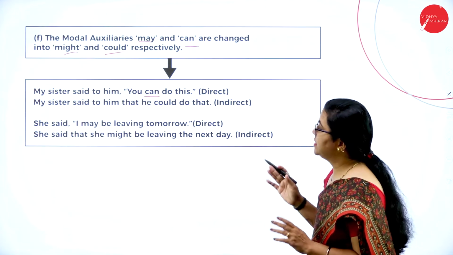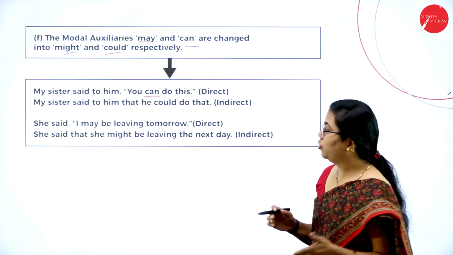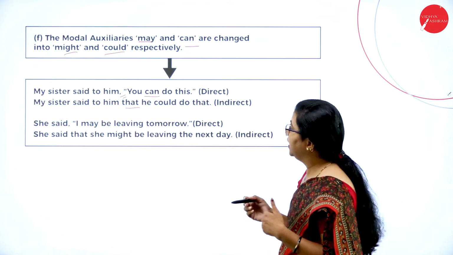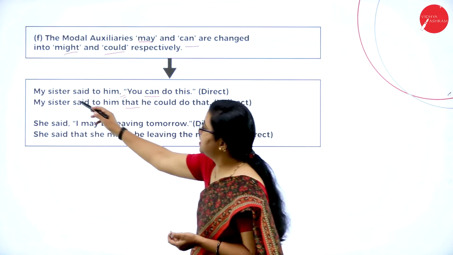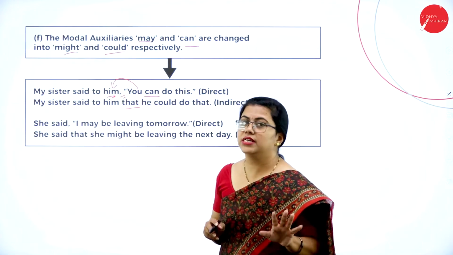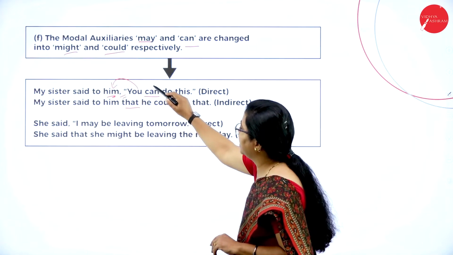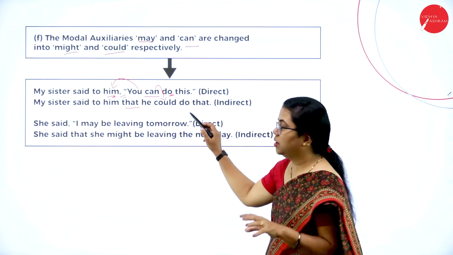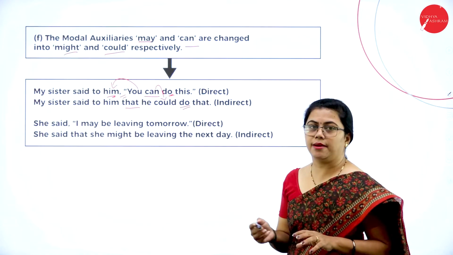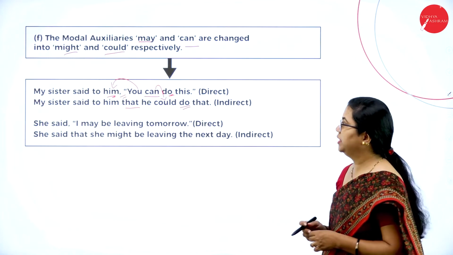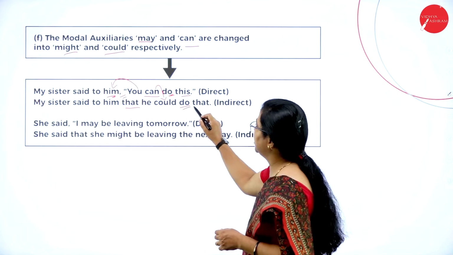So here, "my sister said to him" is the reporting part, and the comma will be replaced by "that": he could do that. Here the sister is telling him, so this "you" is referring to him, not the sister. He could do it. Can is changed to could. The main verb is retained as it is. So: my sister said to him that he could do that. Here "this" is changed to "that".